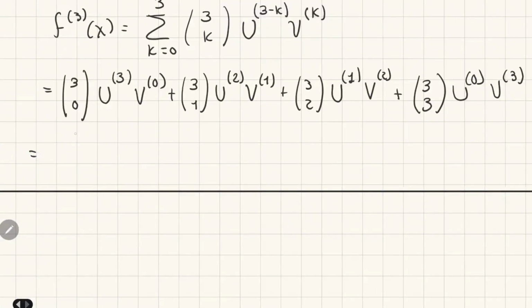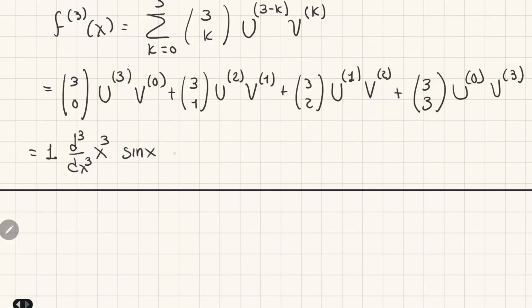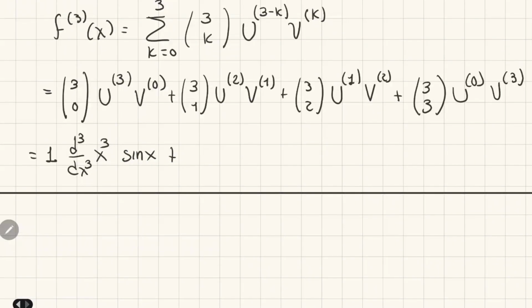Okay, so 3 choose 0 is equal to 1. u to the 3 will be the third derivative of x cubed, right? And then b to the 0 is just the function without taking any derivative, right? So it will be sine x. And then plus 3 choose 1, which is 3. Then the second derivative with respect to x of x cubed. And then the first derivative of the sine, which is the cosine of x.